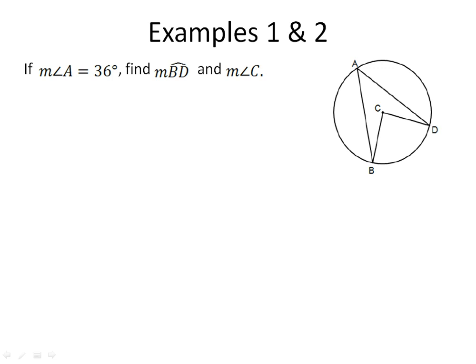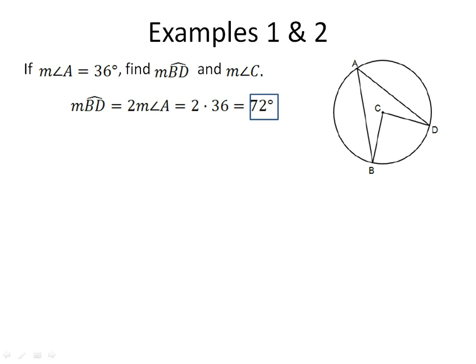But we also have A, and the information they gave us was how big A was. So angle A is 36 degrees, and as we said, that means that arc BD, intercepted by the two chords, is going to be twice that. So the first thing we do is find the measure of arc BD, which is 2 times the measure of angle A, which is equal to 2 times 36, which is 72 degrees.